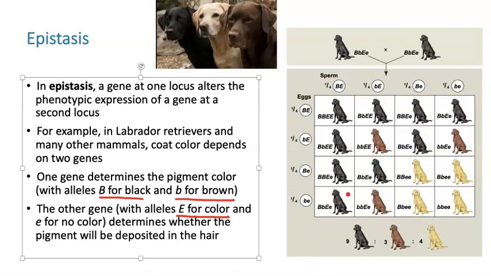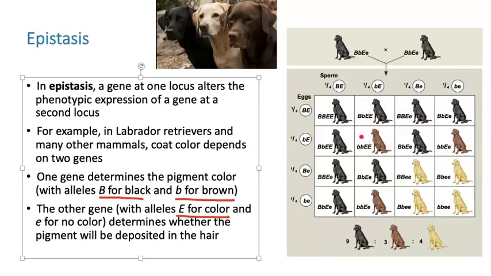So let's take a look again at some of these. If you're big B, big B, big E, it means yes, you'll have color, and the color will be black. Big B, little b, big E, yes, you'll have color, and that color will be black because black is dominant to brown. Let's look at a brown one.